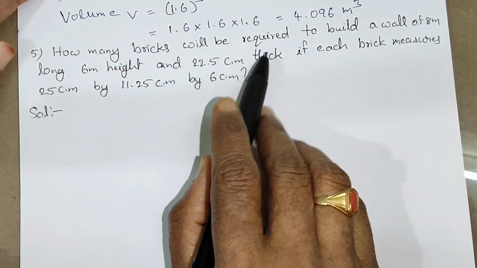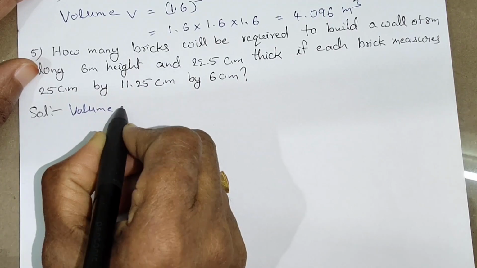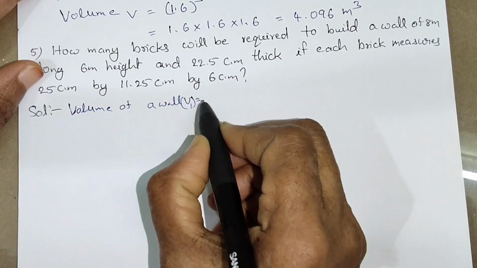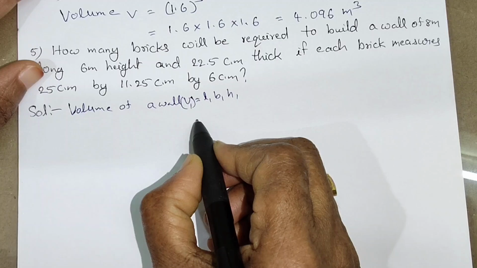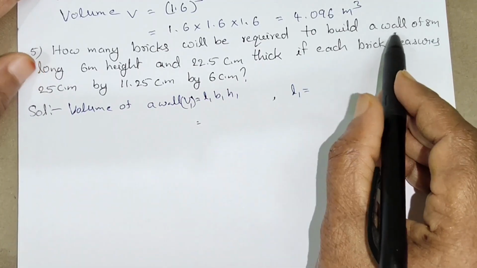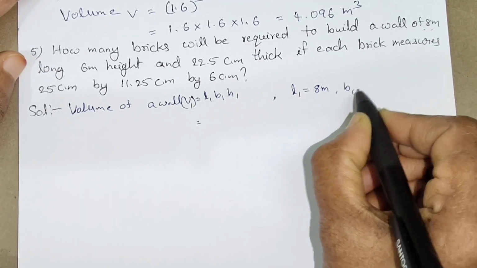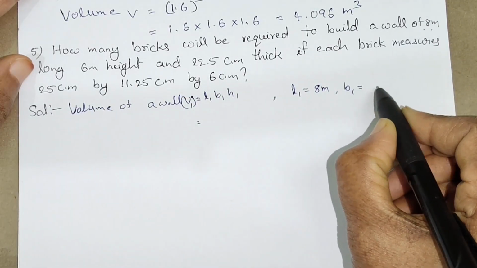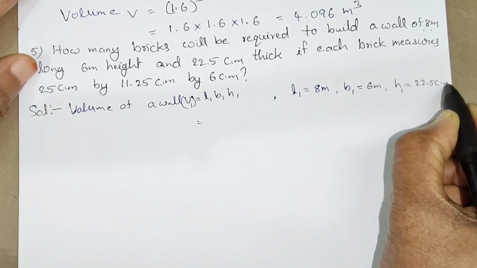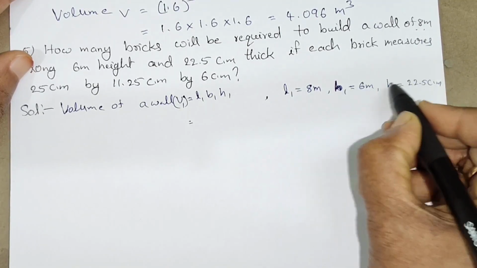First we find the wall volume. Volume of the wall is V1. Here L1, B1, H1. L1 equals the wall's 8 meters, and B1 equals 6 meters. Next, H1 equals 22.5 centimeters. Here 6 is the height.